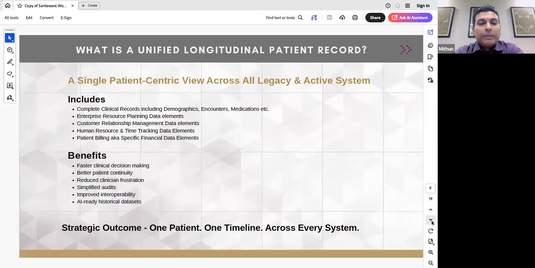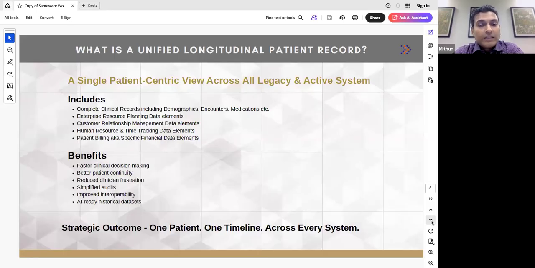So that's what it means. It basically completes the clinical context of your patient, irrespective of whether the patient has visited you 10 years ago or they are just as old as 6 months. But the idea is to have everything tied together under one clinical patient record, what we call a golden record. You can also include your ERP data elements.